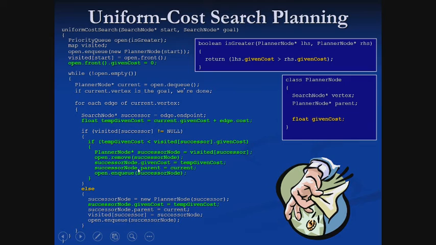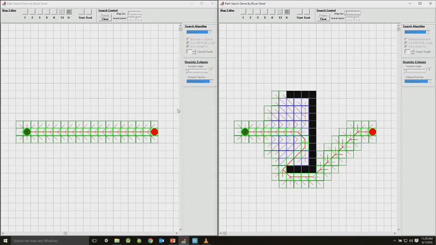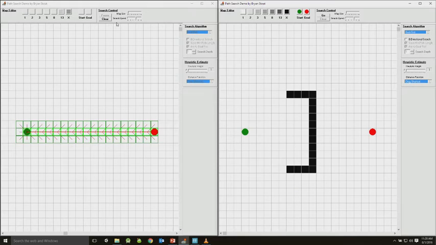And let's Alt-Tab and see what this looks like. All right, so here was our greedy best first, straight line across. And then over here with the wall, we get a pretty quick solution, but not necessarily an optimal path. Let's clear both of those and switch to uniform cost.